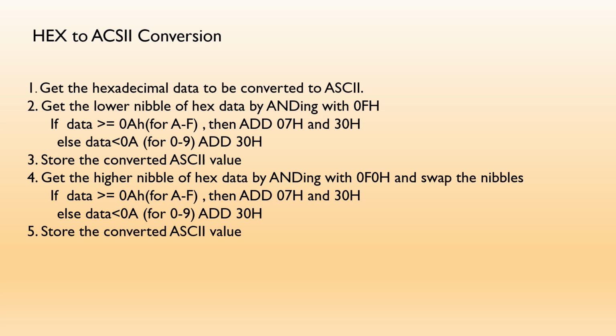Later, I'll get the higher nibble of the hex data by ANDing with F0. Since I want the higher nibble, I'll swap the nibbles. Later, again I'll check whether the data is greater than or equal to A, which is for A to F. If so, I'll add 37. Else, I'll add 30 to it. Later, I'll store the converted ASCII value. This is how hex to ASCII conversion takes place. Similar to BCD to ASCII, we only need to consider whether the data is between 0 to 9 or A to F.